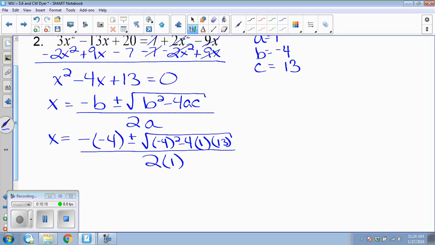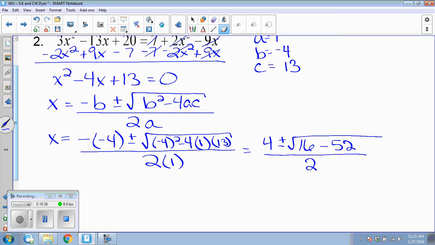Right? We're good? Okay. So now we simplify this. So that's positive 4 plus or minus the square root of 16. Don't automatically put a minus because you don't know if it's plus or minus yet. Negative 4 times 1 is 4. Times 13 is 52, and it's negative 52. And that's all over 2. Okay? So that's 4 plus or minus the square root of 16 minus 52 is, very good, negative 36 all over 2.